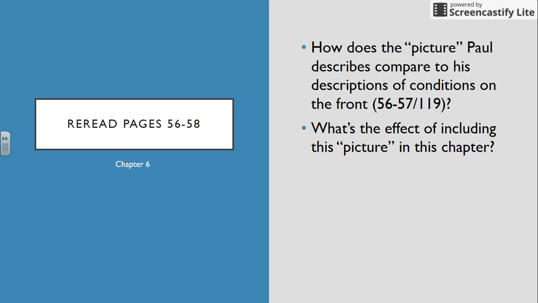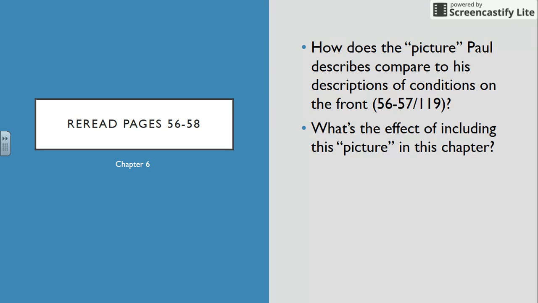All right, I want you to go back to pages 56 to 58 if you're looking at Actively Learn. If you're reading in the book, it starts on page 119. Yeah, you're looking at 119 in the book to answer these questions. So 2 questions I want you to put in there. How does the picture Paul describes compare to his descriptions of conditions on the front? There's some very descriptive things here, so I want you to look at that. So it's 56 to 57 if you're using Actively Learn. It's page 119 if you're using the book.